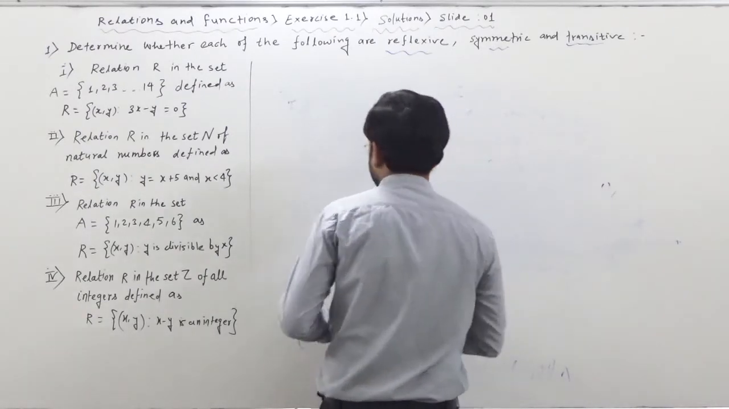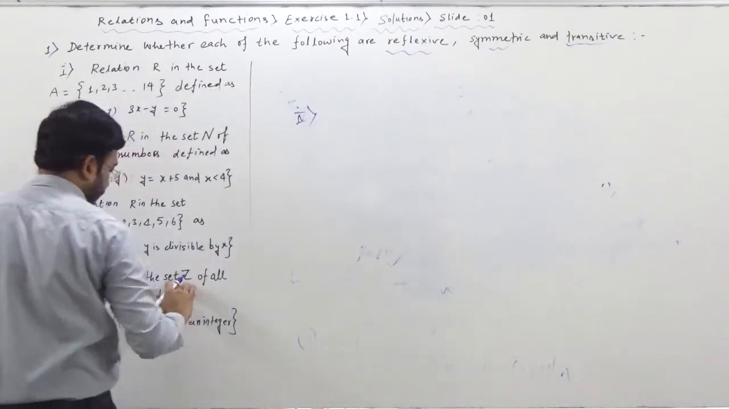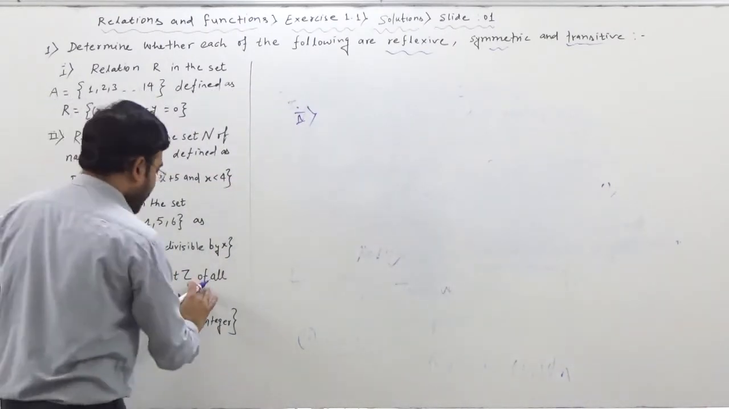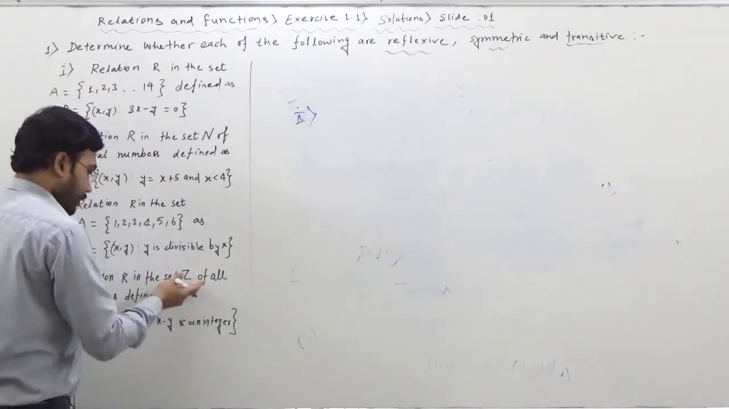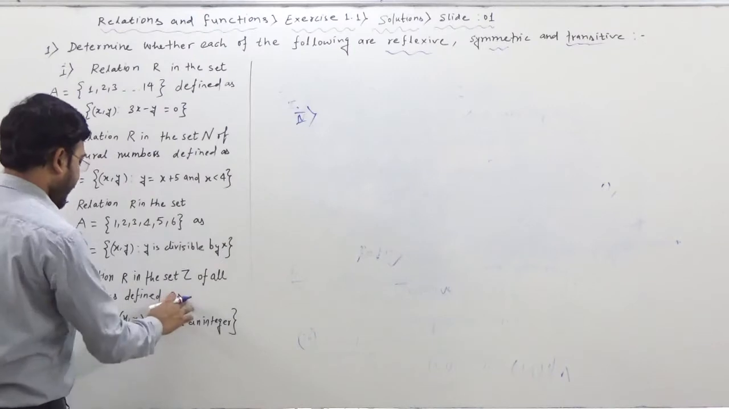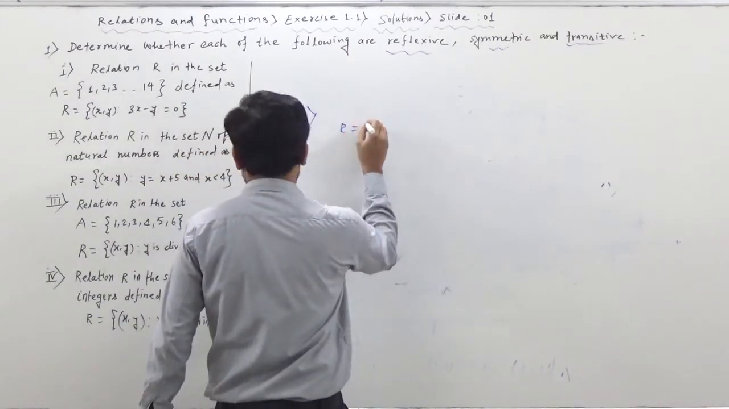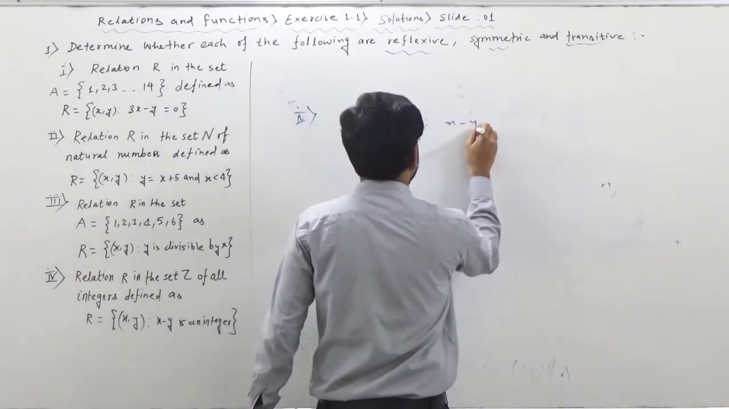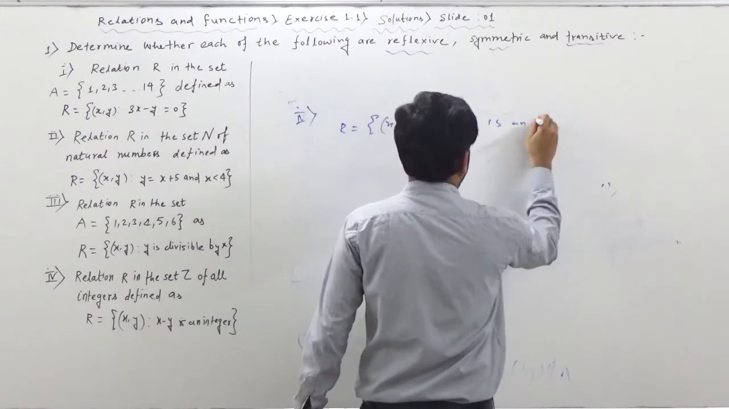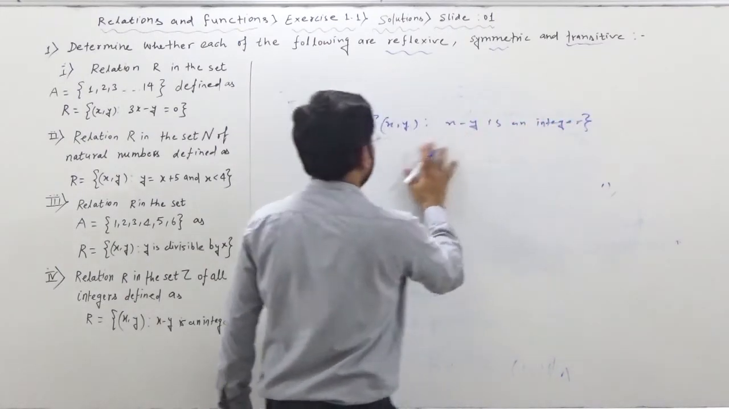And the question is, R in the set J. J means what? Integers, of all integers. So here it is also defined on all integers: R is equal to (x, y) such that x minus y is an integer. So x minus y always needs to be an integer.